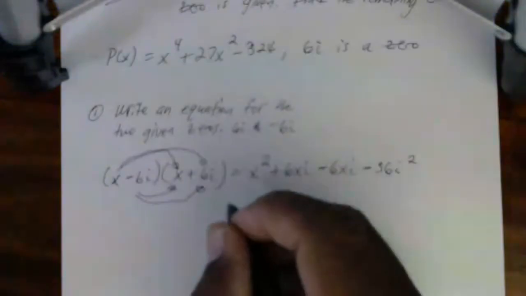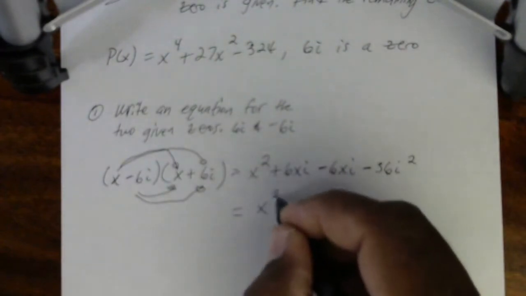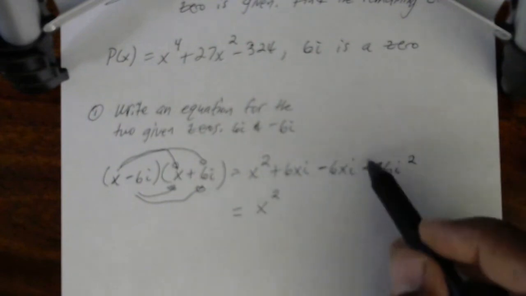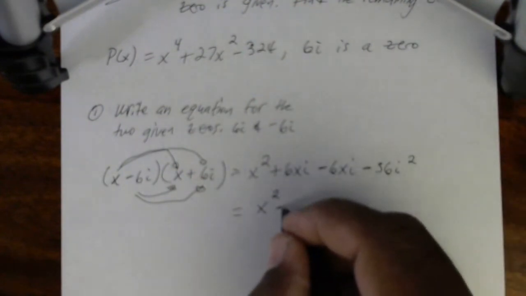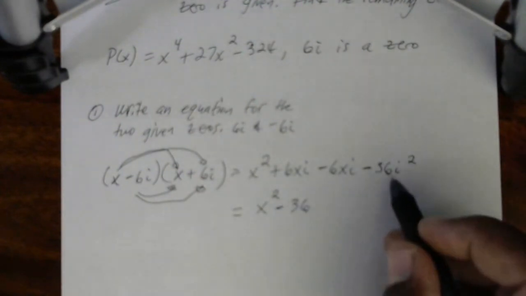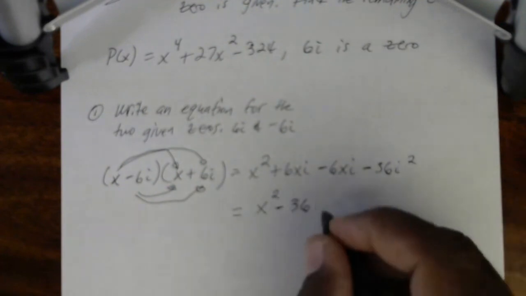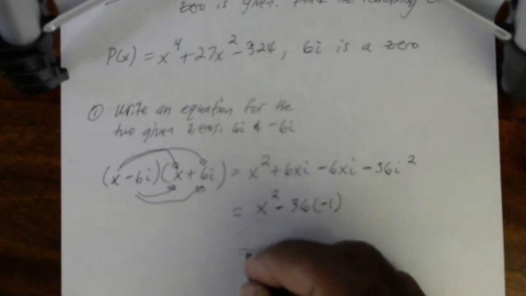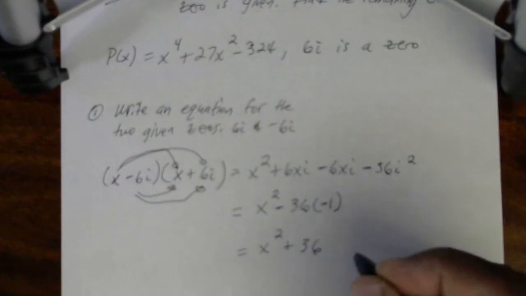Right, so now I want to simplify. I want to bring down x squared. The 6xi term cancels. I want to bring down my negative 36. And from our rules for complex numbers, i squared is actually negative 1. So when I simplify, I have x squared plus 36.